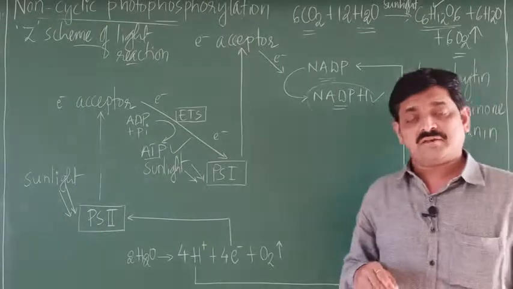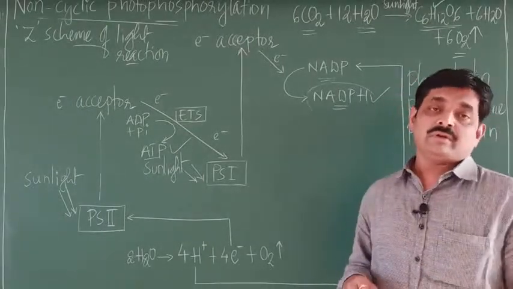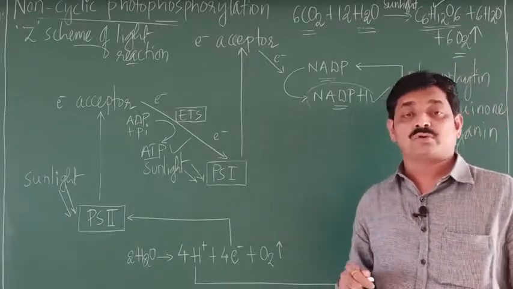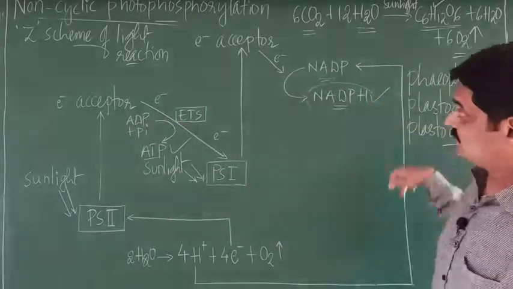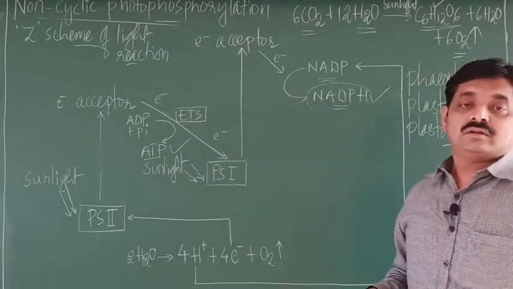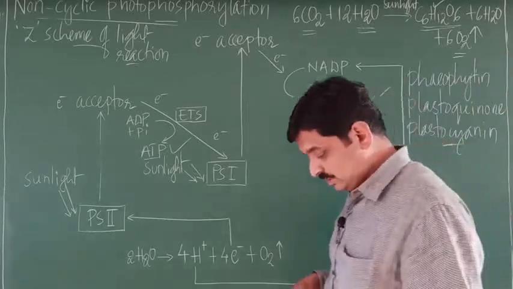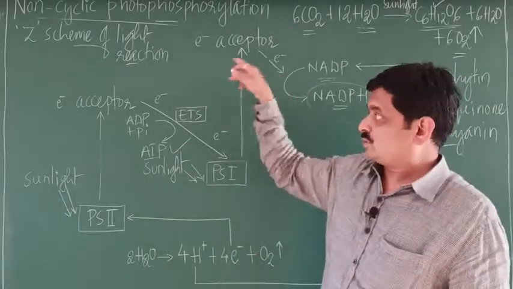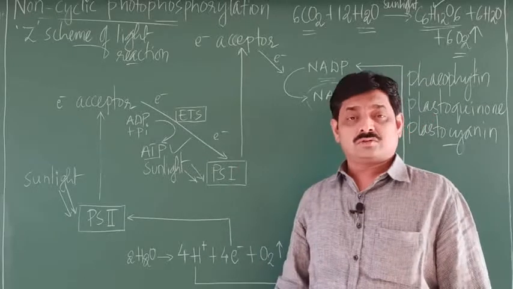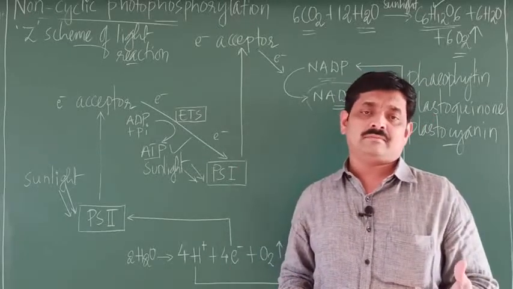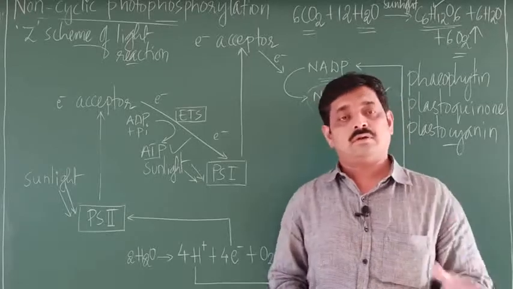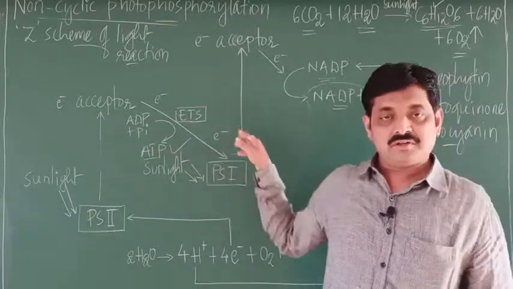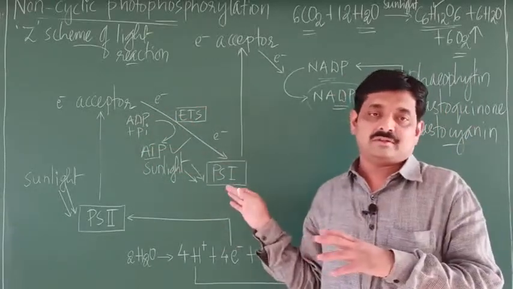So you may expect a 5-mark question: write the Z scheme of light reaction of photosynthesis. That time you have to write this Z scheme or give a schematic representation of non-cyclic photophosphorylation. Whatever question you get in the exam on non-cyclic photophosphorylation or Z scheme, you have to write this, and explain it in brief.